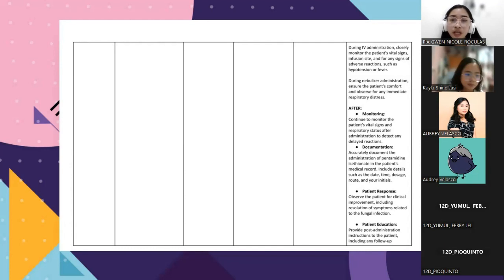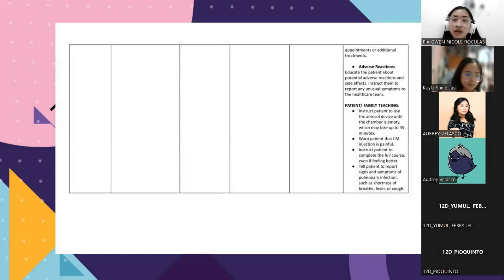Next is for the patient response. So observe the patient for clinical improvement, including resolutions of symptoms related to the fungal infection. So kailangan nating mag-observe sa patient kung ano yung naging reaction niya during your administration of the medication. Next is for the patient education. We have to provide post-administration instructions to the patient, including any follow-up appointments or additional treatments. So yes, this is important for us to have kailangan malaman ng patient kung ano yung mga appointments or additional treatments na kailangan pa after the administration.